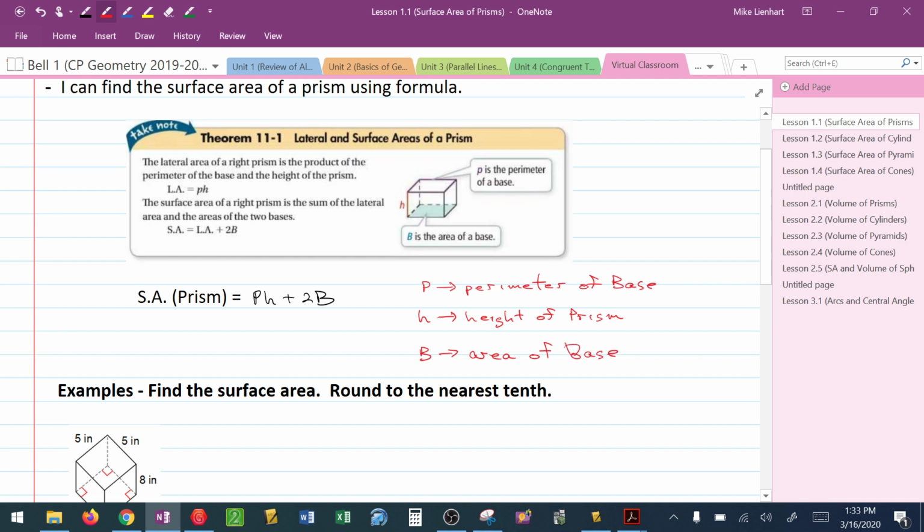All right, now there's 3 different kinds of bases that we're going to analyze here in our surface area of a prism. We have a base that is a square. To find its area, that's side squared. We have the area of a rectangle. Its area would be base times height, or length times width. And then we have the area of a triangle, which is going to be base times height divided by 2.